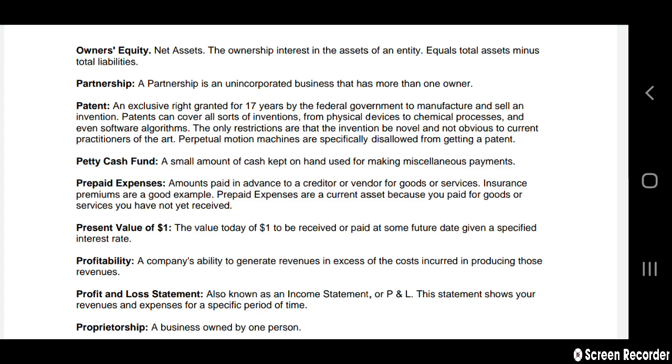Next, patent, an exclusive right granted for 17 years by the federal government to manufacture and sell an invention. Patents can cover all sorts of inventions, from physical devices to chemical processes, and even software and algorithms. The only restrictions are that the inventions be novel and not obvious to current practitioners of the art. Particular notation machines are specifically disallowed for getting a patent.